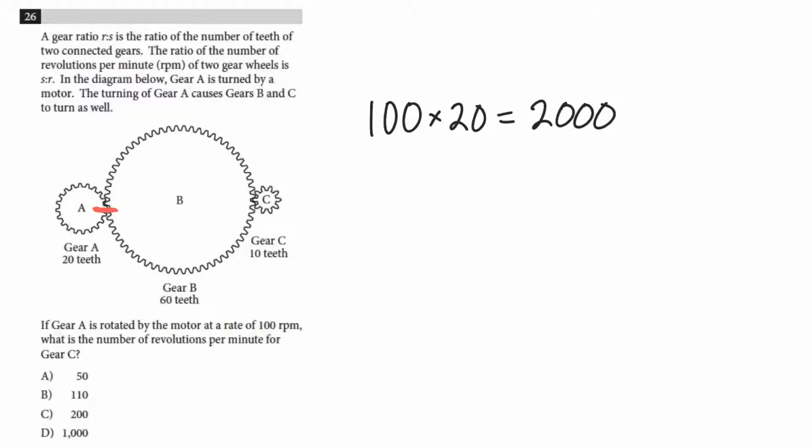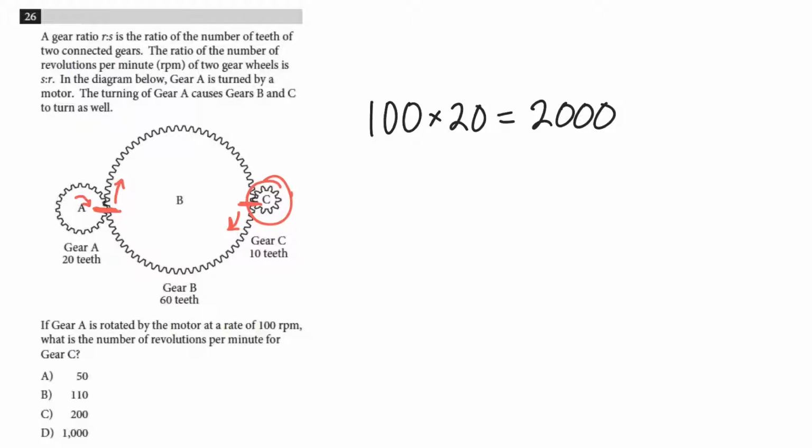Well, if 2,000 teeth pass that point on gear A, then 2,000 teeth must pass that point on gear B. And if 2,000 teeth pass that point here on the left, 2,000 teeth must pass the point on the right. Likewise, 2,000 teeth must also pass that point for gear C. So gear C is revolving at 2,000 teeth per minute. 2,000 teeth are passing a single point every minute.